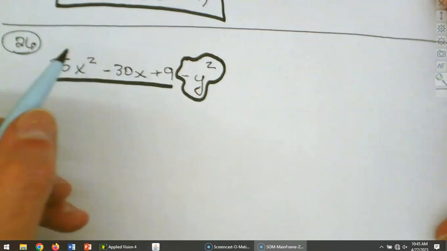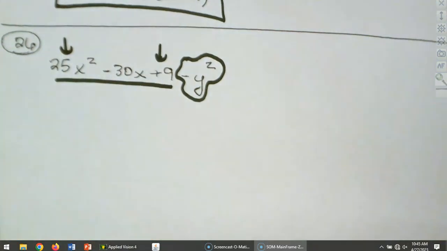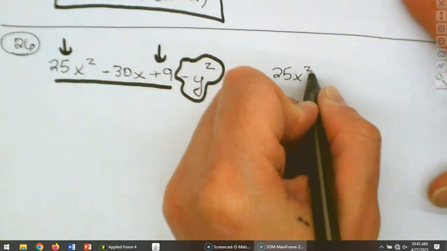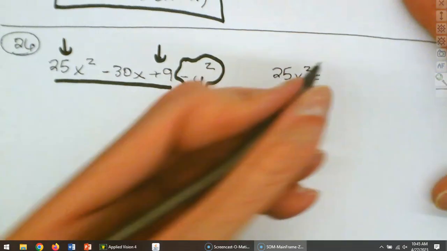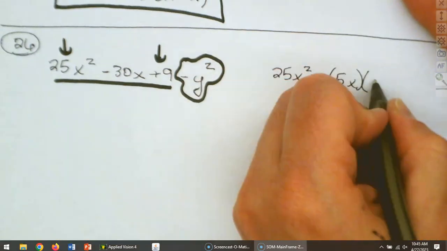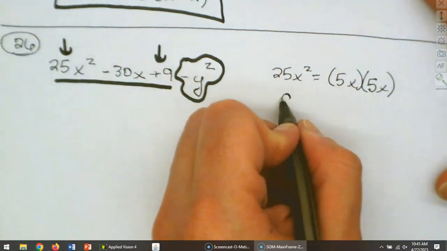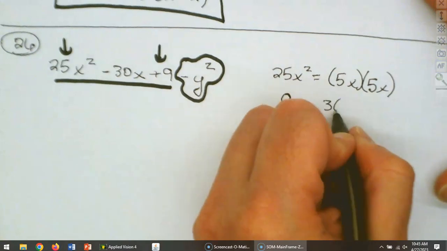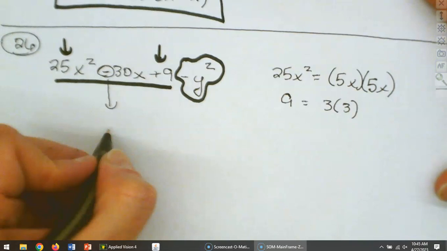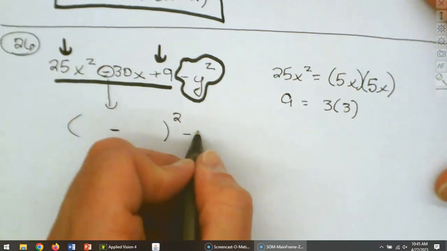And the reason why I'm doing that is, what do we know about 25 and 9? Well, that 25, and that's a 25x squared, by the way. 25 is a perfect square of 5 and 5. So that's going to make it 5x and 5x. 9 is a perfect square of 3 and 3. What's the sign in the middle? Negative. This is what's called a perfect square trinomial.